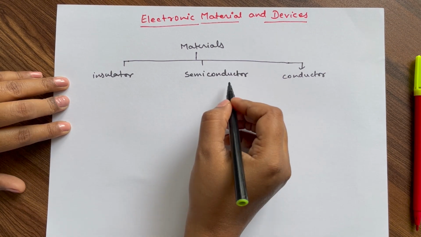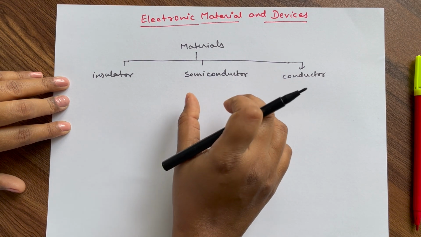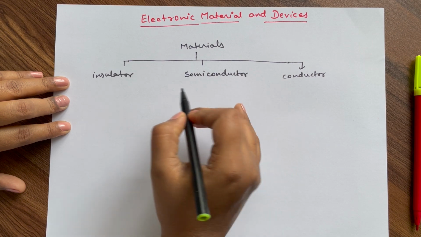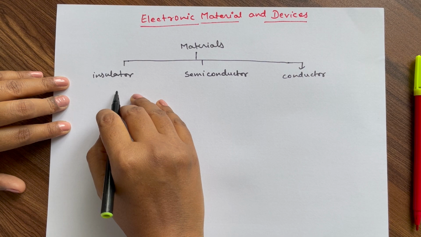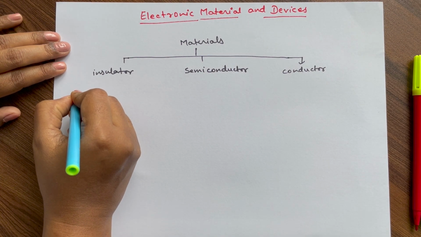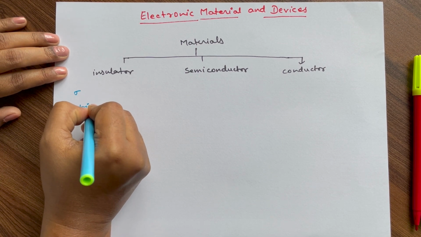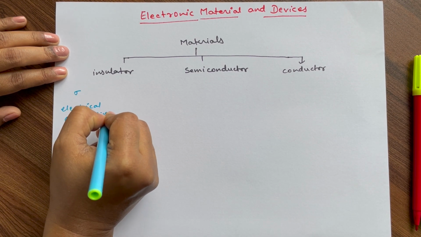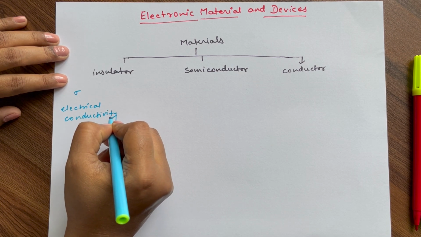These semiconductors are not fully insulators or conductors. These semiconductors are the elements whose conductivity lies between the conductivity of metals and that of insulators. The electrical conductivity of any material is denoted by sigma. This is electrical conductivity, and this is the ability to conduct the electric current through the material.